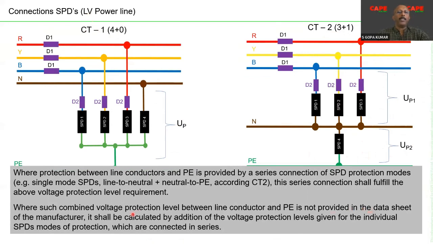So the recommendation given in the standard is where protection between line conductors and PE is provided by a series connection of SPD protection modes, for example, single mode SPD is line to neutral plus neutral to PE according to connection type 2. This series connection shall fulfill the above voltage protection level requirement. Where such combined voltage protection level between line conductors and PE is not provided in the data sheet of the manufacturer, it shall be calculated by addition of the voltage protection levels given for the individual SPDs.